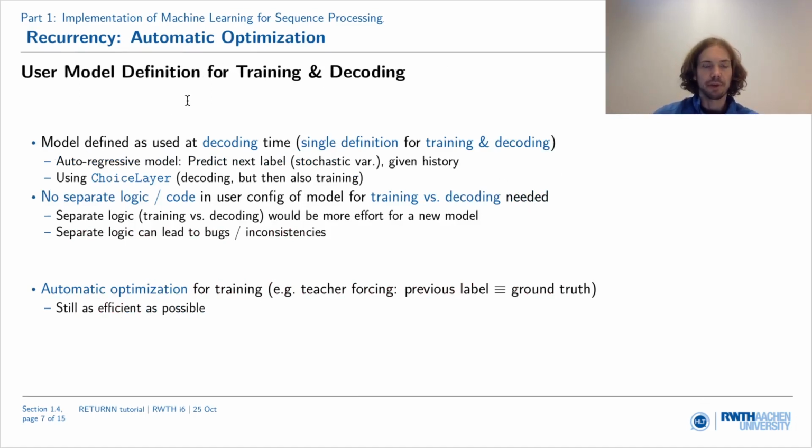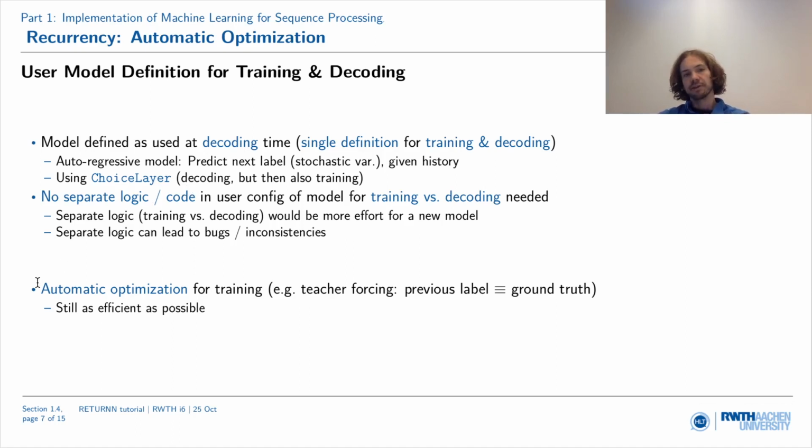So when you now define your model in the config, how would it look like? First of all, you would define it in a way as it's used for decoding time, using the stochastic variable. But this is a single definition, which would also be used at training time. So you would define it as a kind of autoregressive model to predict the next label, given a history. And the choice layer is a crucial part here. So again, to highlight, there's no separate logic or code in your user definition or config model for training versus decoding. If you would need separate logic for training versus decoding, that would be more effort for you, the user. Also, separate logic can lead to bugs or inconsistencies between training versus decoding. So that's why this is an important feature to have.